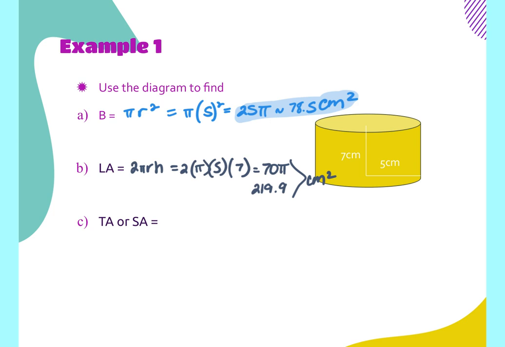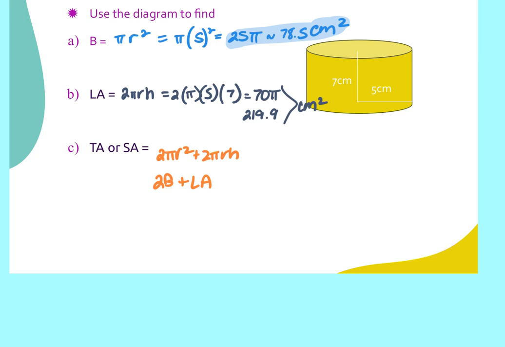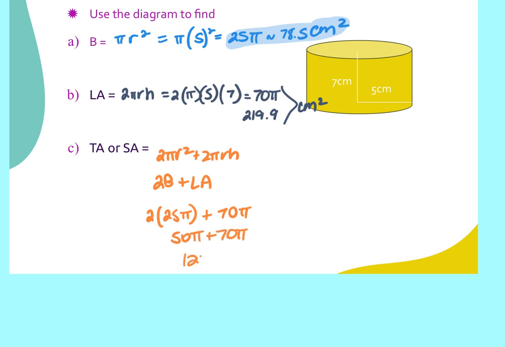The last one, the total area, surface area, let me go in the order that's there. 2 pi r squared plus 2 pi RH. Or 2 times the base area plus the lateral area. Since we already have those parts on the bottom, I would say use the second one. 2 times 25 pi plus 70 pi. 50 pi plus 70 pi, or 120 pi, which is 376.99, so that bumps the 6 to 7.